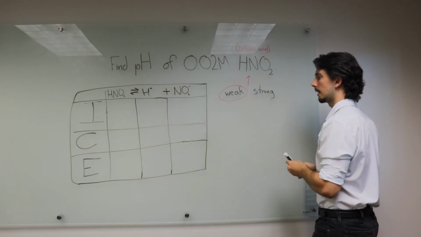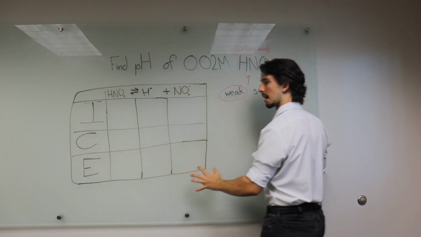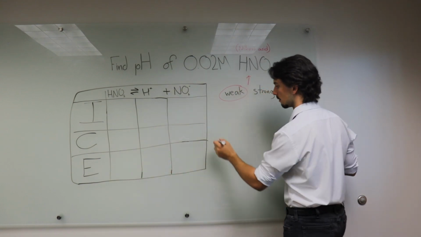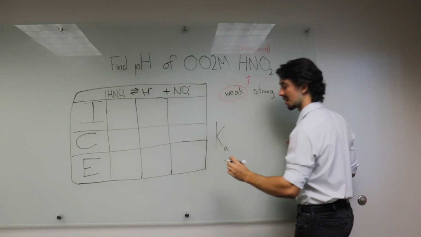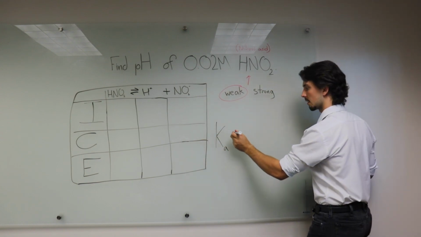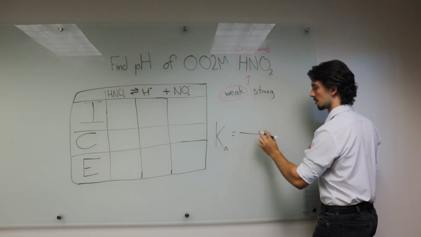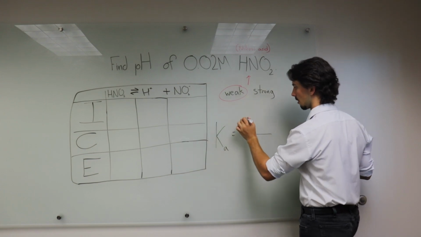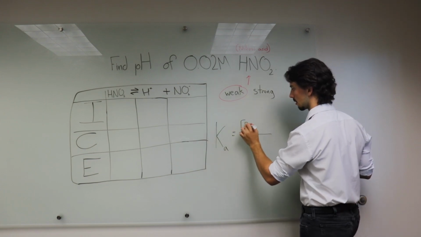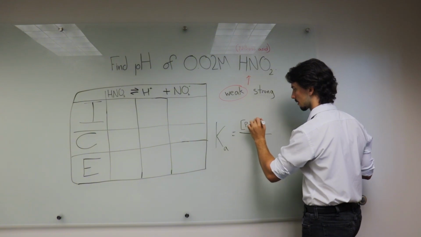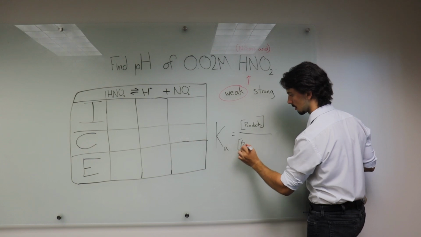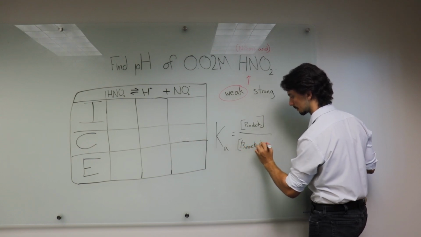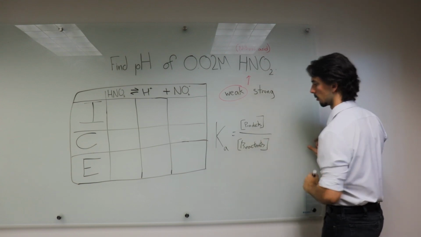So, now we have to use this ICE chart, and ultimately what we're looking for is to set up our Ka, our acid dissociation constant. We have to set up a formula which is going to be the concentrations of our products over the concentration of our reactants. So this is ultimately where we want to be.